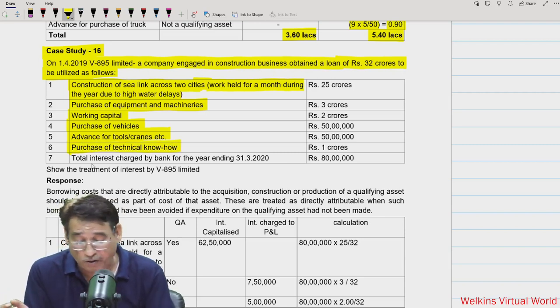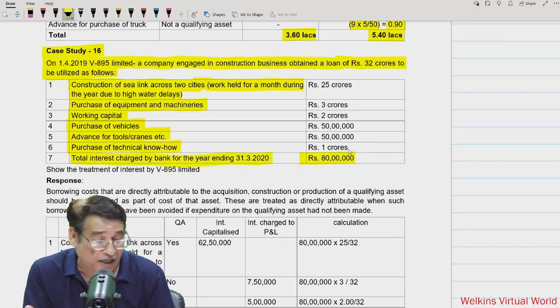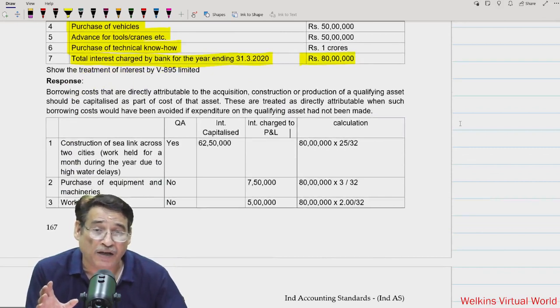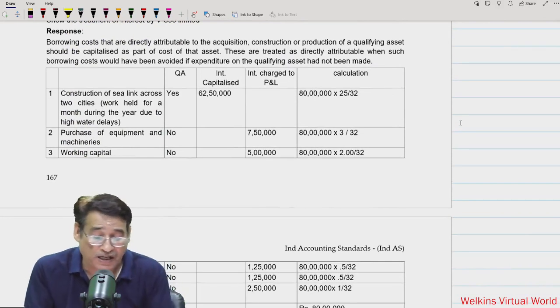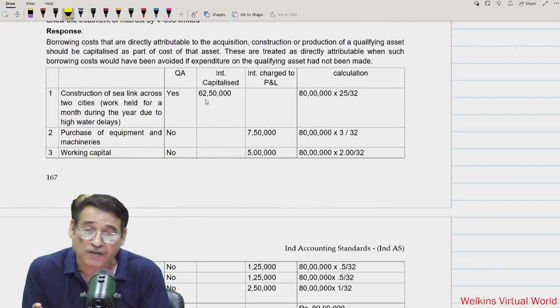Now, it is also given to you that total interest charged by the bank is 80 lakh. On 32 crores worth of loan, interest is 80 lakh. So, how much interest am I going to capitalize? Construction of C-Link across two cities. Yes, it is a qualifying asset. And I will capitalize 62 lakh 50,000.